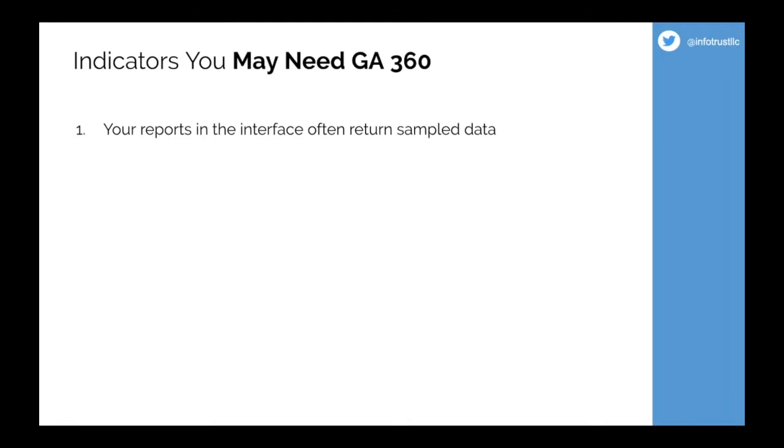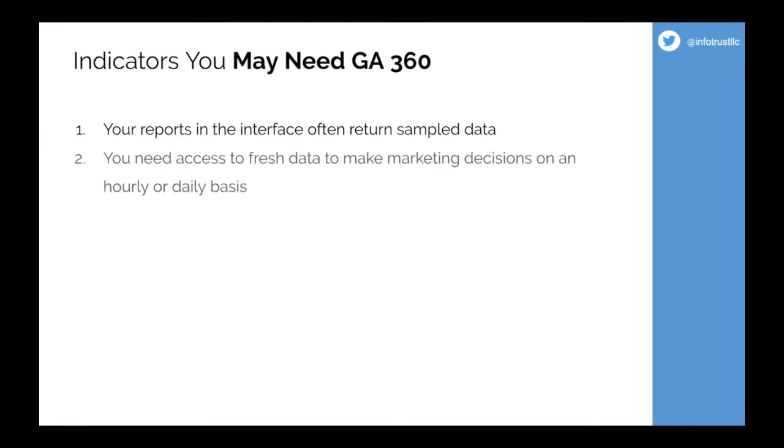You have a much higher threshold when it comes to sampling in the interface. Another piece is you need access to fresh data to make marketing or advertising decisions on a much quicker basis. With the free version of GA, it's usually between 24 to 48 hours for the data to populate in the reports. That can change depending on the amount of hits being collected, but generally that's the rule of thumb. There's no guarantee on how quickly data shows up in your reports, and with Google Analytics 360, that is guaranteed under your SLA to be 4 hours or less, and generally is closer to about 10 to 15 minutes.